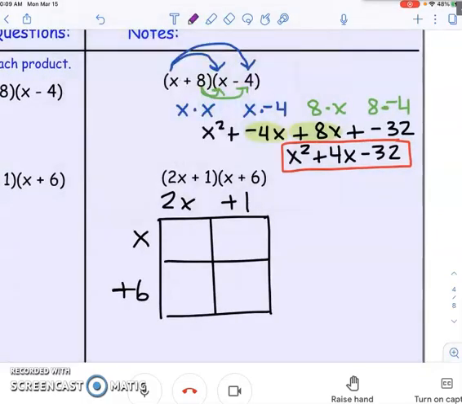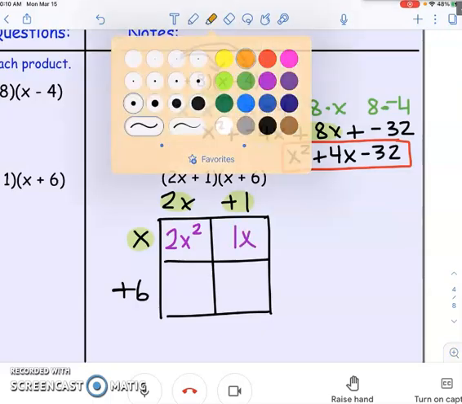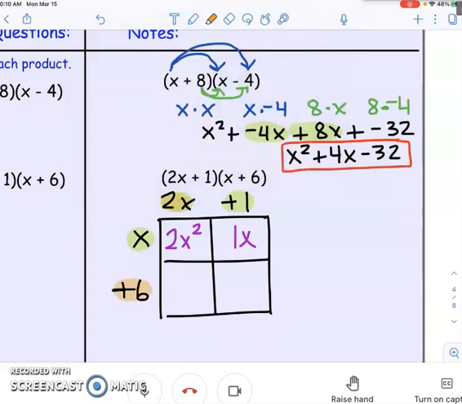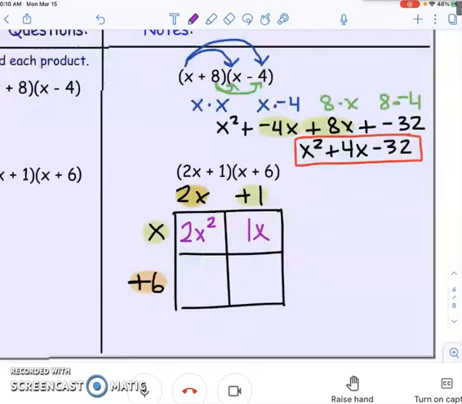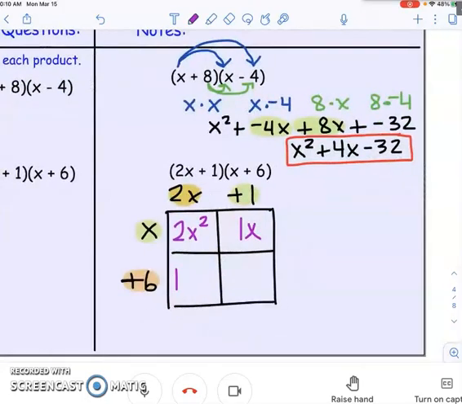Okay, 2x times x is 2x squared. So I'm starting here with the x, and I multiplied it by the 2x. Now I'm going to multiply it by the 1. X times 1 is just 1x. Then I'm going to move to the 6. The 6 times the 2x. 6 times 2x is 12x. And then 6 times 1 is 6.